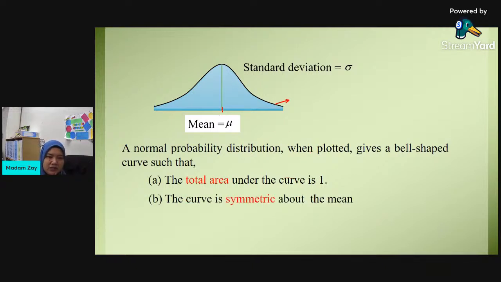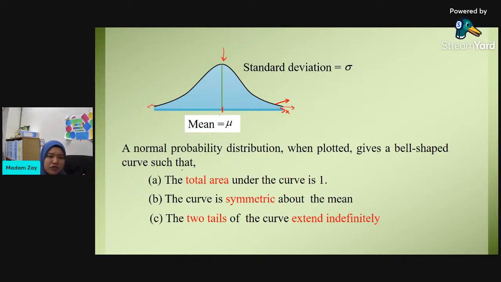So sebab tu saya kata tadi mean dia mesti berada di tengah-tengah ni. So dia jadi mean ni adalah jadi macam the line of reflection lah. Sebab dia berada di tengah-tengah and the tails of the curve extend indefinitely. So dia punya ekor tepi ni dia akan pergi ke hujung dunia ni, ke negative infinity dan ke infinity. Tapi dia takkan sentuh pada paksi apa ni? X-axis. Okay, it won't touch the y equal to 0 kat situ.